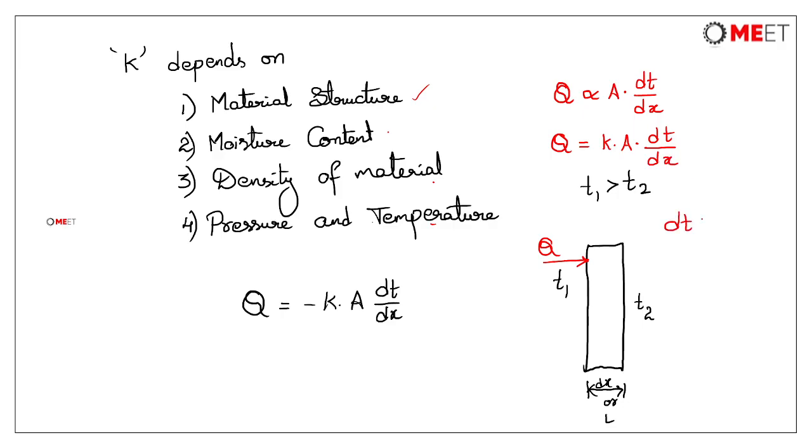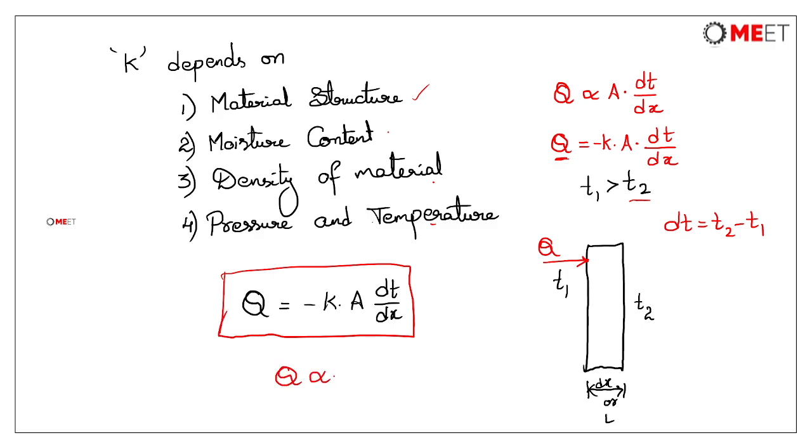dT is the temperature difference, which will be T2 minus T1. Here, as T2 is less than T1, this dT value will be negative. So in order to make this heat transfer rate positive, we introduce a minus sign in front. Therefore, Q is equal to minus KA into dT by dx. If the thermal conductivity increases, the heat transfer rate increases. So heat transfer is directly proportional to the thermal conductivity of the material.